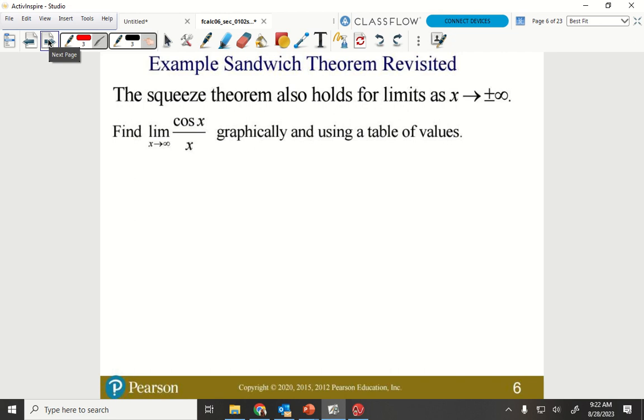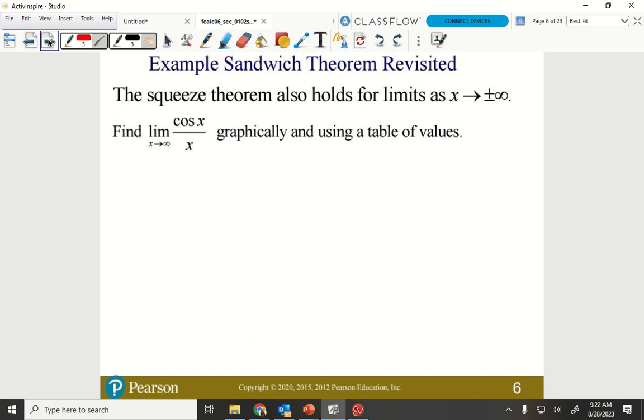Sandwich theorem revisited. The squeeze theorem also holds for limits as x approaches plus or minus infinity. Find the limit as x approaches infinity for cosine of x divided by x graphically and using a table of values. Now, go ahead and graph it. Make sure it's in radians. And then the next thing, I'm going to show you how to do this because hopefully it will make sense after we talk about this.